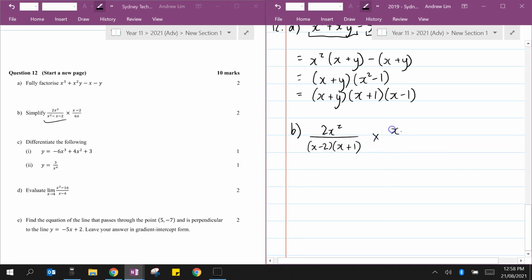I'm going to multiply that by x minus 2 over 6x. So these will cancel each other out. And x will cancel out with that x, and the 2 will cancel out with this, leaving us with 3 down there. So that leaves me with x in the numerator over 3 lots of x plus 1 in the denominator.